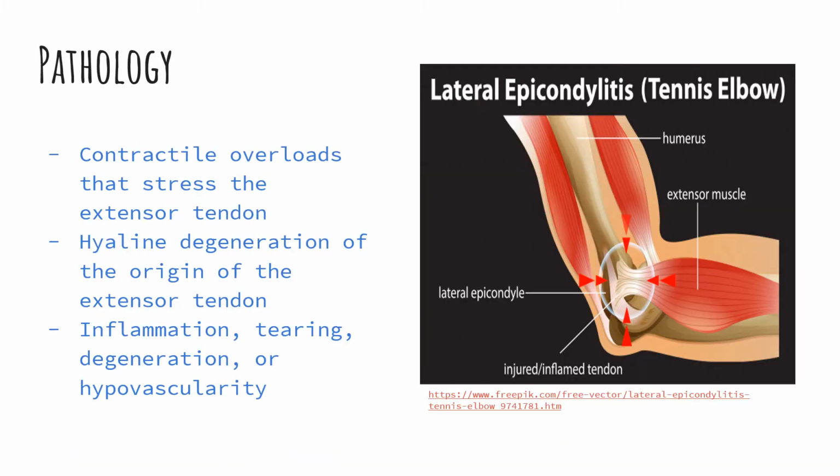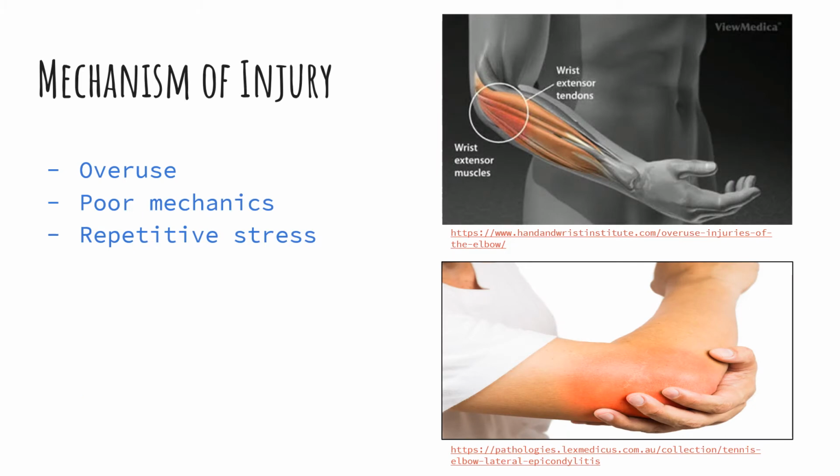Lateral epicondylitis pathologies include contractile overloads of the extensor tendon, hyaline degeneration of the extensor tendon, as well as inflammation and tearing of the tendon. The mechanisms of injury of tennis elbow include overuse, bad body mechanics, and repetitive stress.